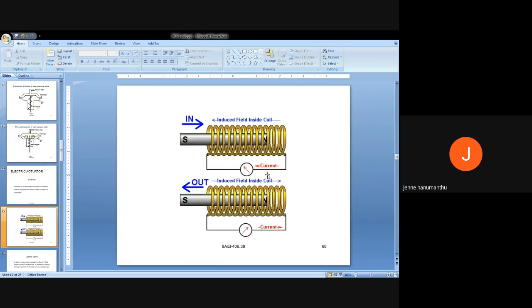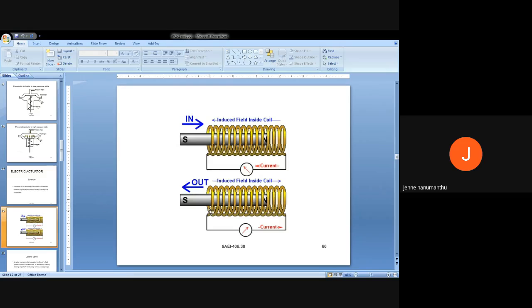So if you apply any current to this, it will induce some field inside the coil. Some field is induced in this coil. So because of this field, the plunger which is in this coil may be sometimes in or sometimes out as per our input signal applied. So the plunger may be towards in or towards out.